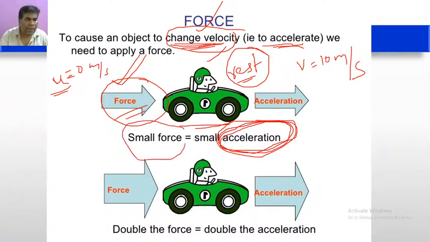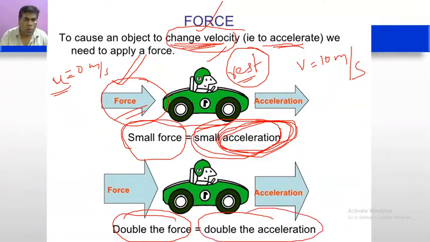Because we have applied a very small force, there is small acceleration. If we double the force, then the acceleration also will become double. Here, change of velocity is 10. If we double the force, change of velocity will be 20. Like that, small force gives small acceleration, larger force gives larger acceleration. Okay, this is about acceleration.